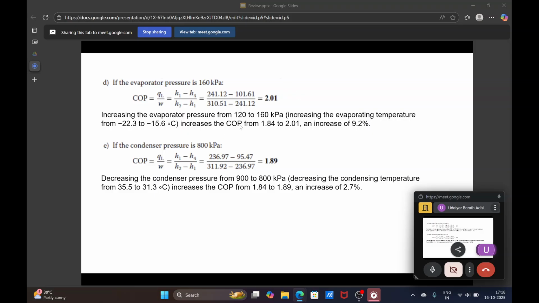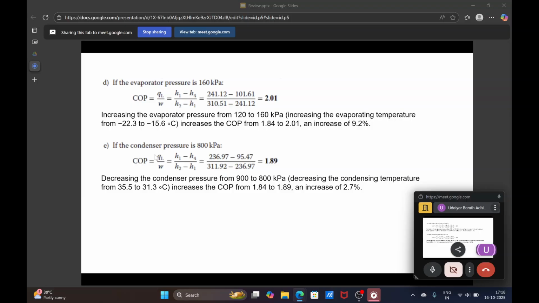So increasing the pressure will increase your COP, which is also true in a Carnot cycle. If the difference in the temperature levels of the source and sink is reduced, your COP will increase. So that's what is happening here. You can see the same kind of trend. So increasing the evaporator pressure from 120 to 160 has increased your COP from 1.84 to 2.01, which is an increase of 9.2%.